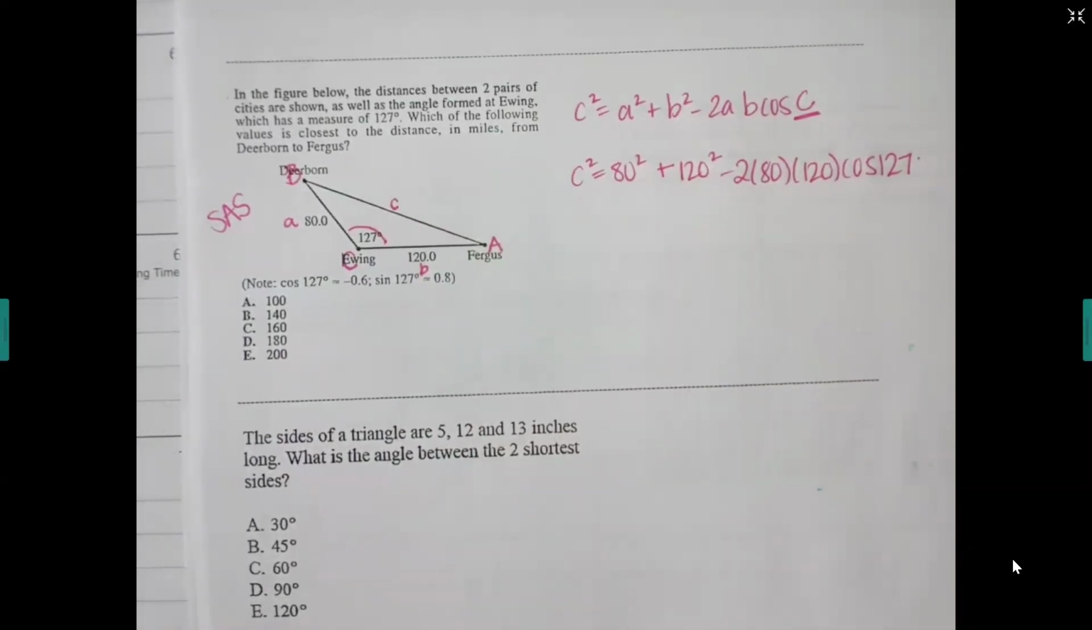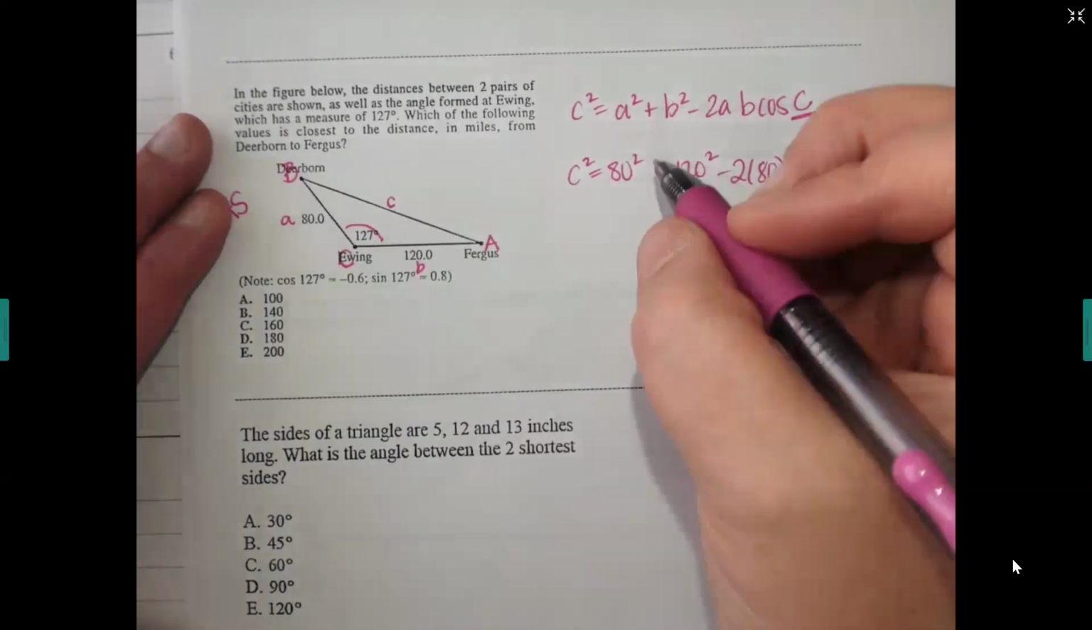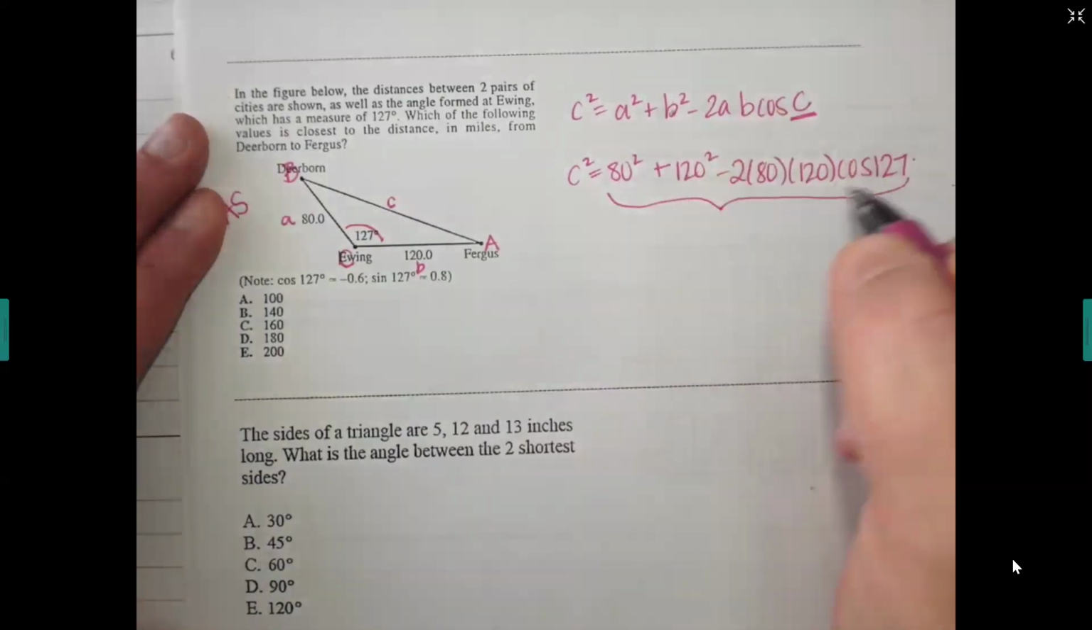Now, once you plug those numbers in, do you notice that your C is already on its own side? That means you can type this whole thing into the calculator together. You don't have to do the 1, 2, 3 like we did on those other questions. So go ahead and type this whole thing into the calculator.